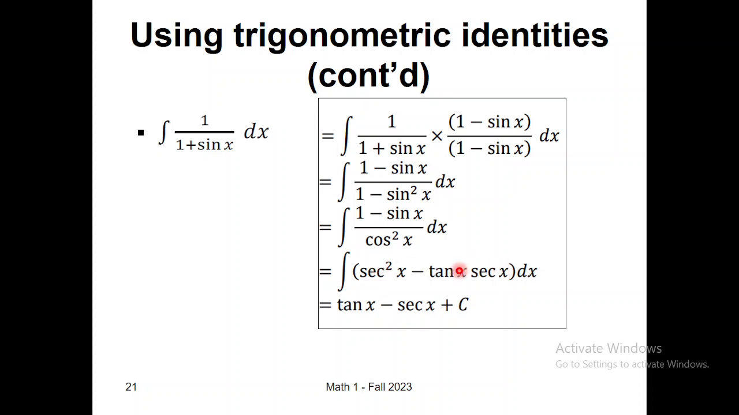Now, these two functions have known integrals. The integration of sec square equals tan. The integration of tan multiplied by sec equals sec. So this is another important idea, multiplying both numerator and denominator by the conjugate. And the motivation for this is to get rid of this plus sign and convert it to the numerator in order to be able to break the integration into two simple subproblems.